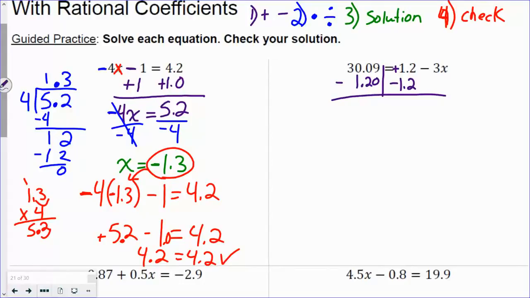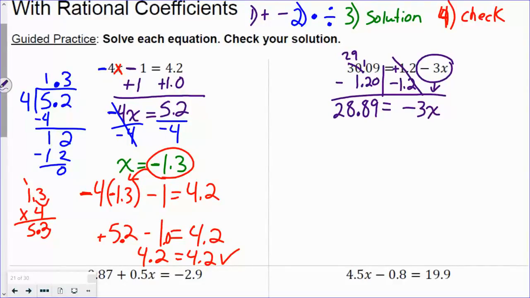Okay? That makes these cancel. And I'm left with a negative 3x. You've got to bring this whole part down. And then I can do my math. Okay? This becomes a 29, it's an 8, keep my decimal, and 28.